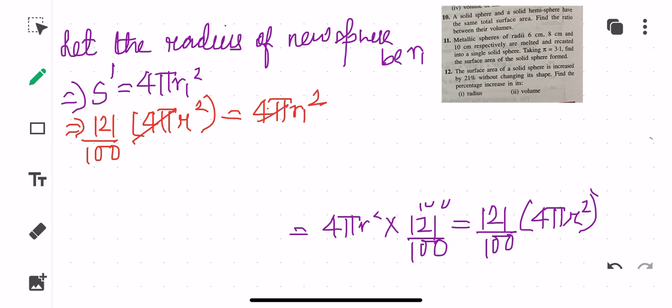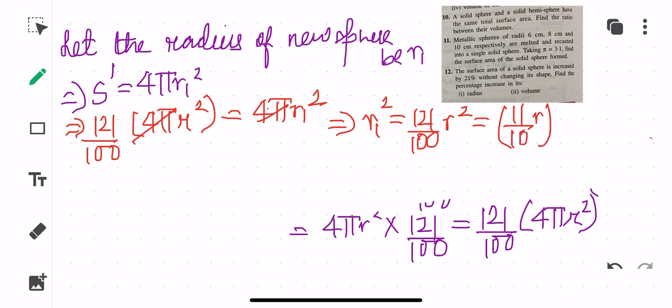So what are you getting? You are getting that r1 square is equal to 121 upon 100 into r square. So this is equal to what, children? 11 upon 10 r, the whole square. So this implies if you just take the square root, r1 is equal to 11 upon 10 r. You are removing the square from both the sides.